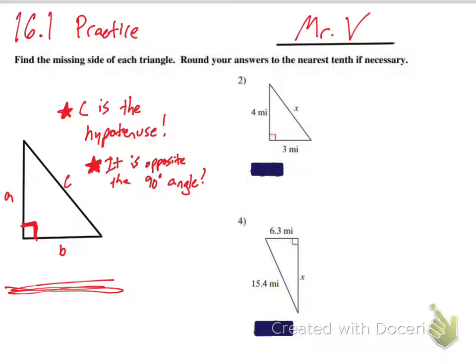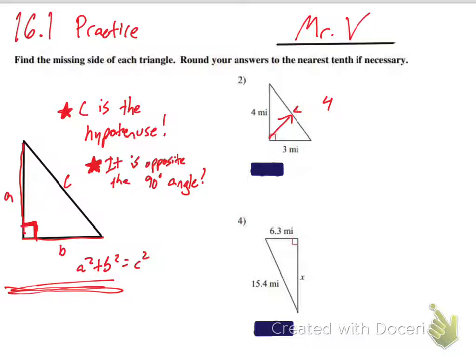So then the Pythagorean theorem says that it has to be this leg, which is A, plus this leg, which is B. So A squared plus B squared has to equal C squared. So for the first one, just find the missing side of the triangle, round your answers to the nearest tenth if necessary. So I know opposite side is X, so that's actually our C.